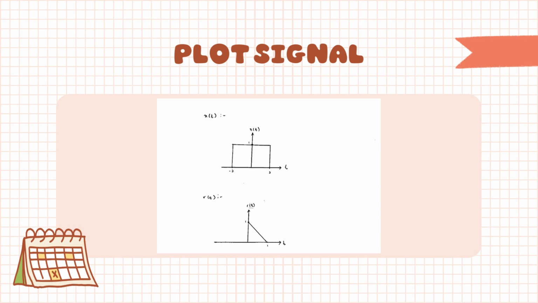The first signal, xt, is a rectangular pulse between the range of -2 and 2. The next signal, rt, is piecewise linear, starting at 1 when t equals 0 and decreasing to 0 when t equals 1.